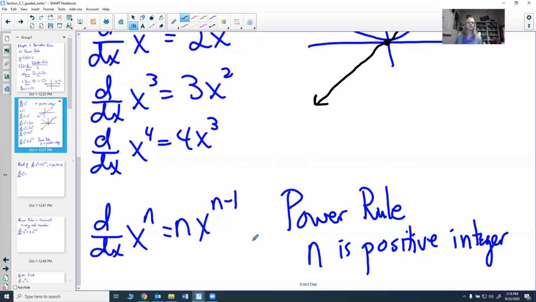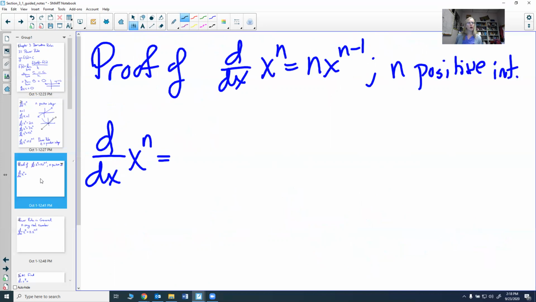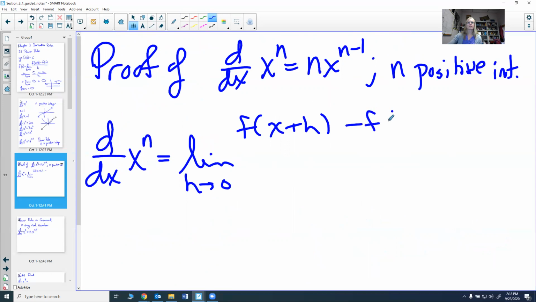So just as a little precursor, n can actually be any number. But right now, we'll just work with positive integers, which means we can actually prove it. It's really hard to prove it if it's not. So let's go ahead and prove this. The proof is always from the definition. So the definition of a derivative is the limit as h goes to 0 of f of x plus h minus f of x all over h.